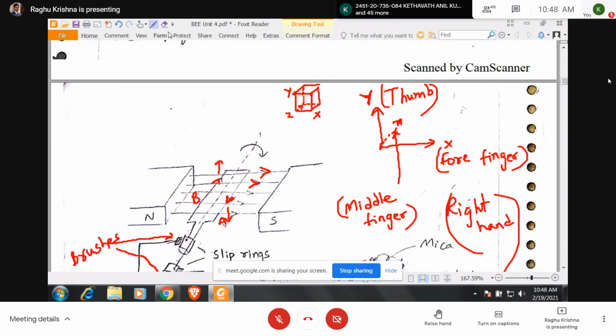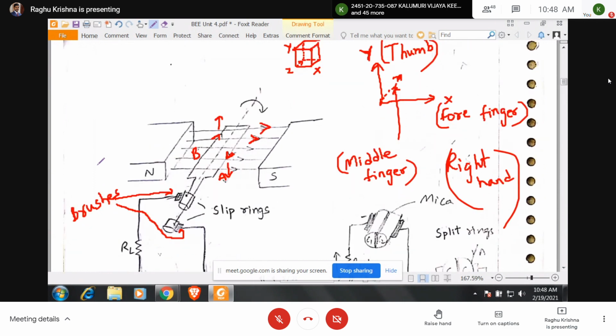Is it clear? Okay. Shall I proceed further? Yeah, please respond. So like this, Fleming right hand rule. Always remember, Fleming's right hand rule is used for generator. Okay, Fleming's right hand rule is used for generator to find the direction of the induced EMF and hence the current.